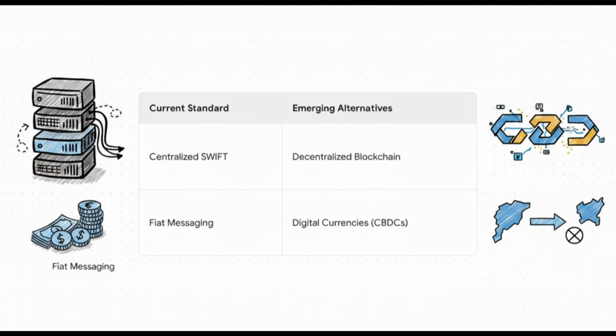Then, on the other side, we have central bank digital currencies, or CBDCs. These could theoretically allow the central banks of two entirely different countries to plug directly into each other's ledgers and settle trades digitally, potentially bypassing the need for a central intermediary network completely. So for the very first time in 50 years, the world's financial plumbing is facing a major redesign.